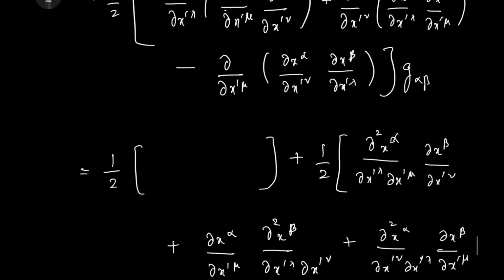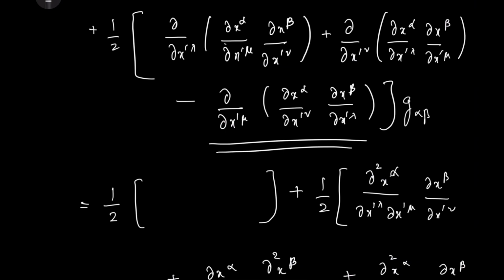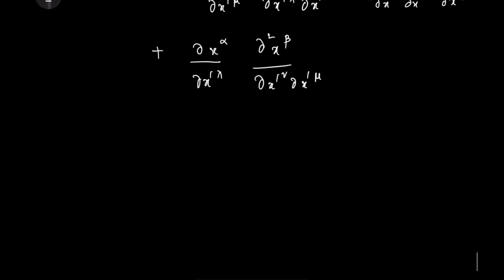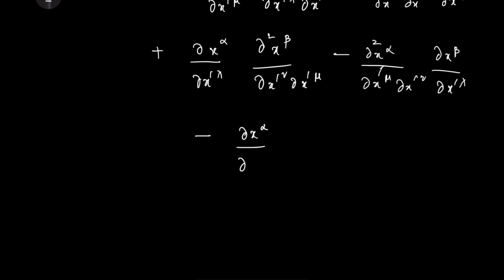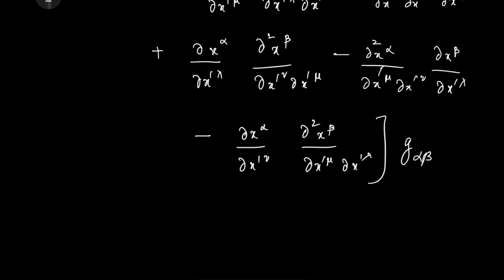Now the last term, this term. Here there is a minus, the second derivative of x alpha with respect to x prime mu, the partial derivative of x beta with respect to x prime lambda, minus the partial derivative of x alpha with respect to x prime mu and the second derivative of x beta with respect to x prime mu and x prime lambda, multiplied by g alpha beta.